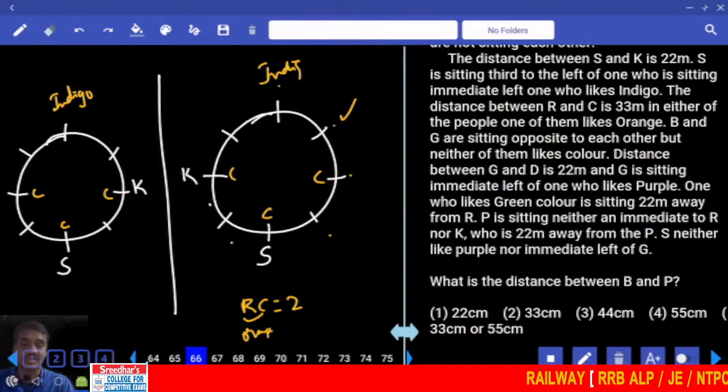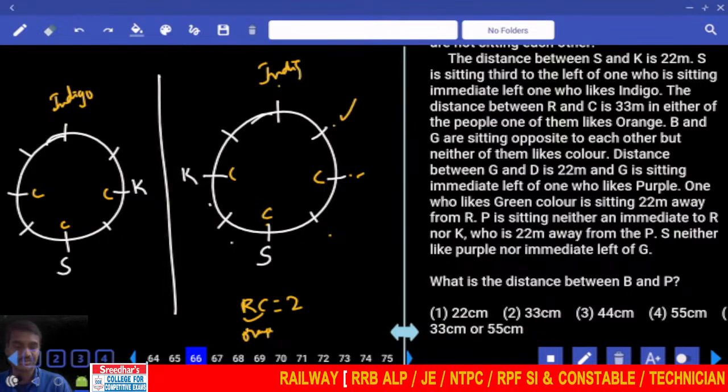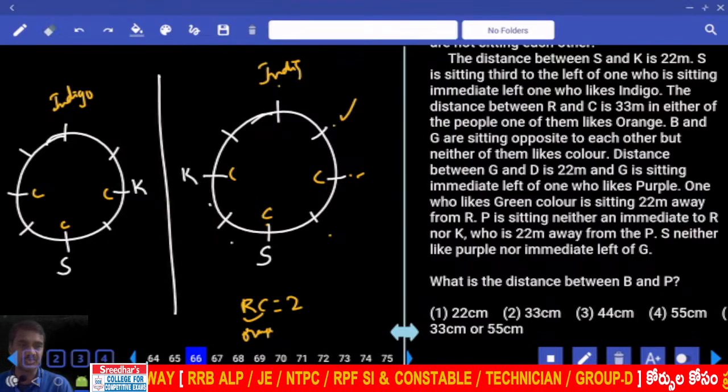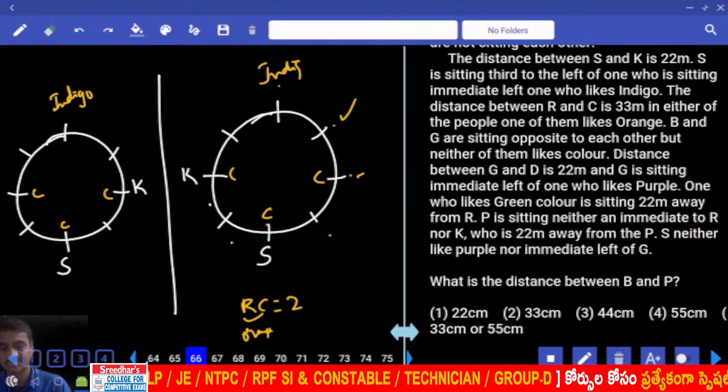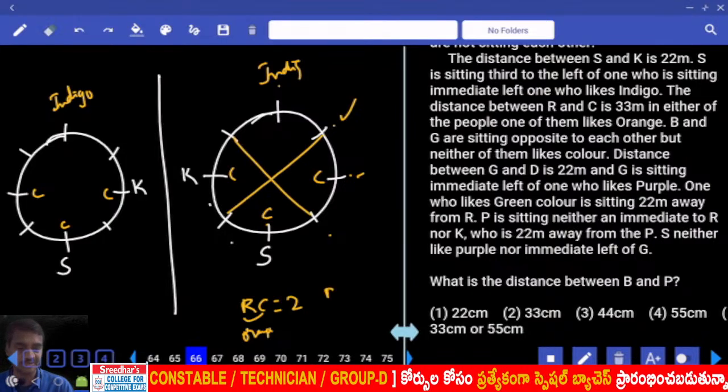That means where should this R and C be? R and C can be in these three places. One of them likes orange. B and G are sitting opposite to each other. But neither of them likes colors. And B and D can be like this or B and D can be like this. B and D opposite to each other.